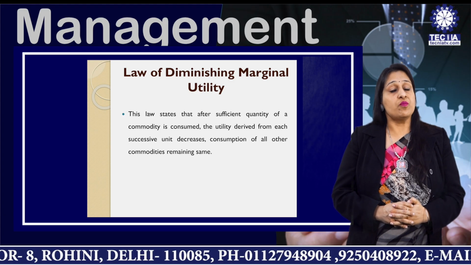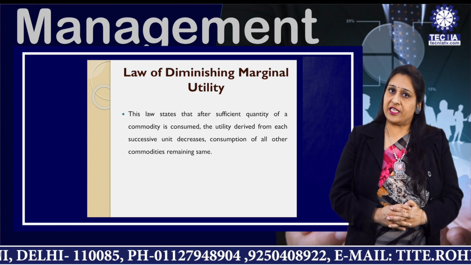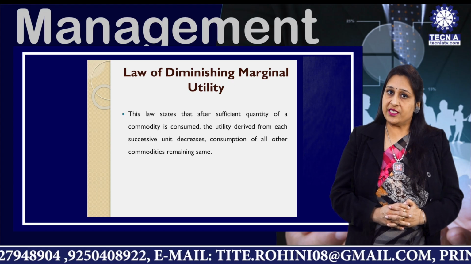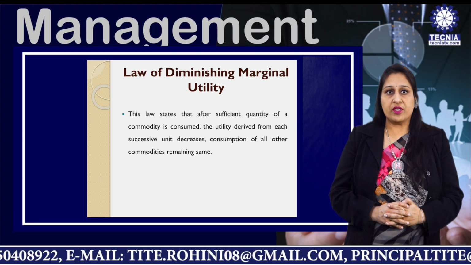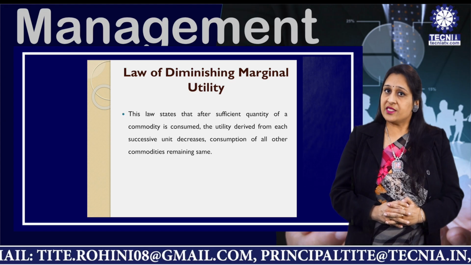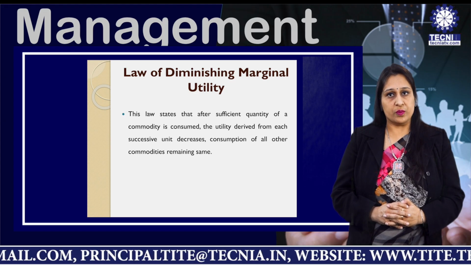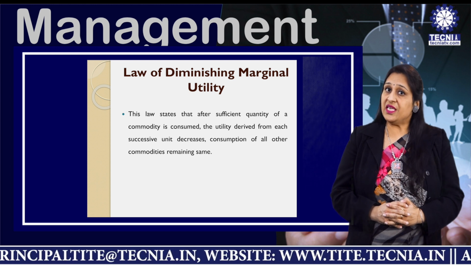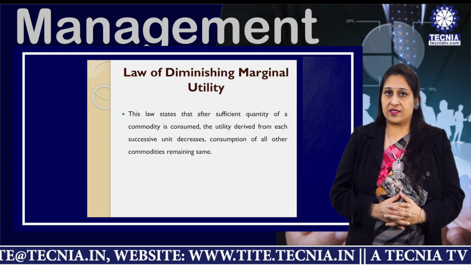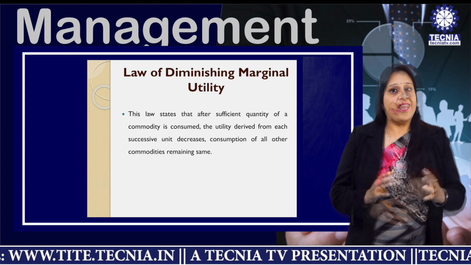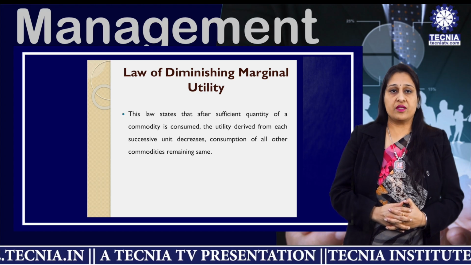This law is one of the most fundamental law of utility analysis. It explains the relationship between utility and quantity of a commodity. This law states that after sufficient quantity of a commodity is consumed, the utility derived from each successive unit decreases, consumption of all other commodities remaining same. Let us take an example to illustrate this law.